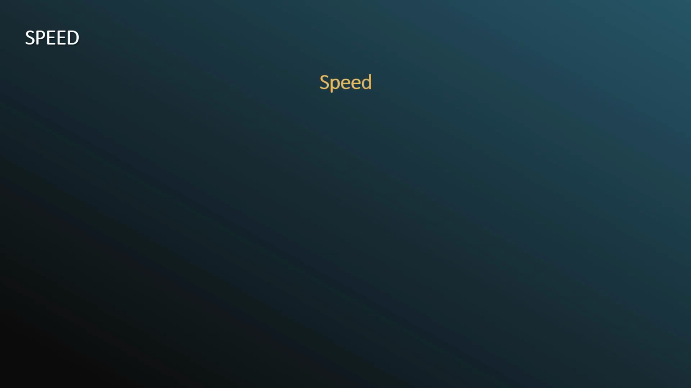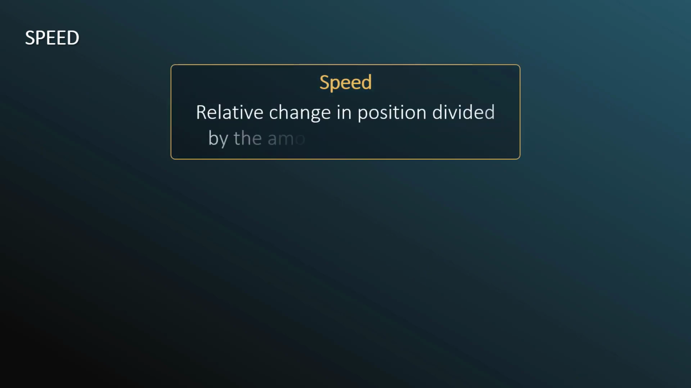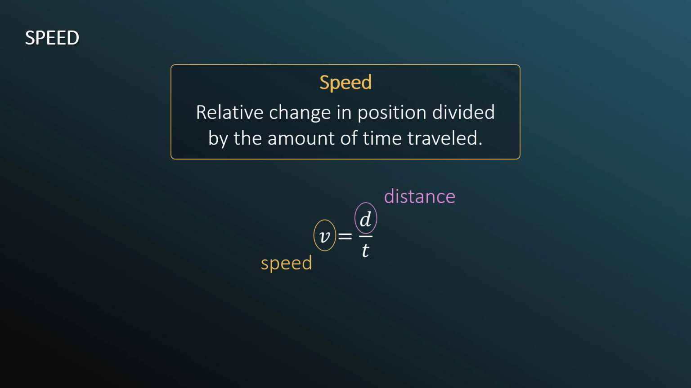Speed. Speed is simply the relative change in position divided by the amount of time traveled. Mathematically, it is written like this: V equals d over t. V is the symbol we use for speed, d is the symbol we use for distance, and t is the symbol we use for time. It's important to note that these are just symbols chosen to be used here. You can technically use any symbol to represent these values, but these are those that are commonly used.